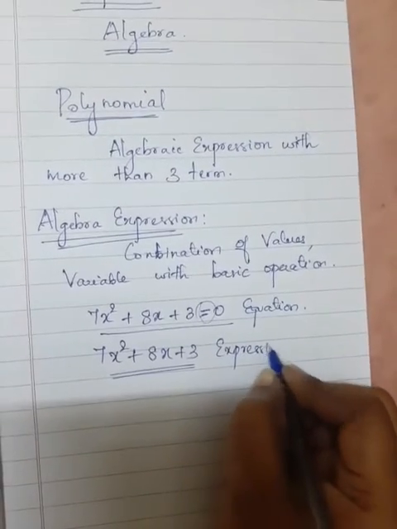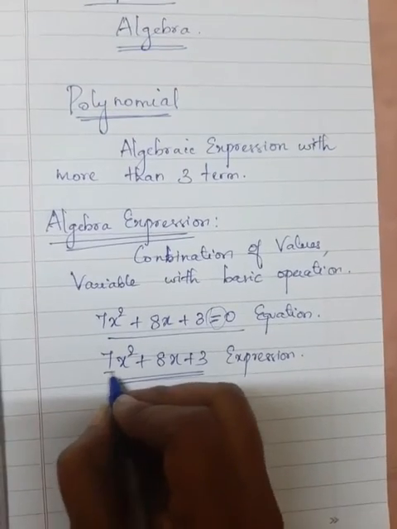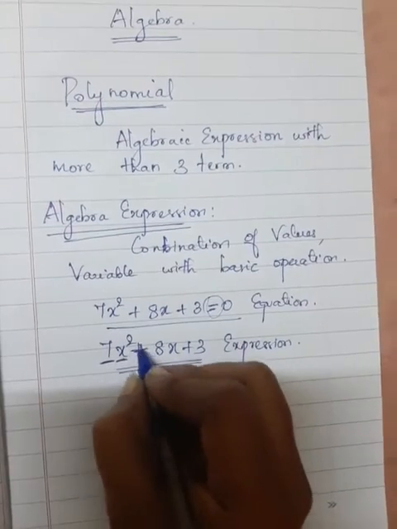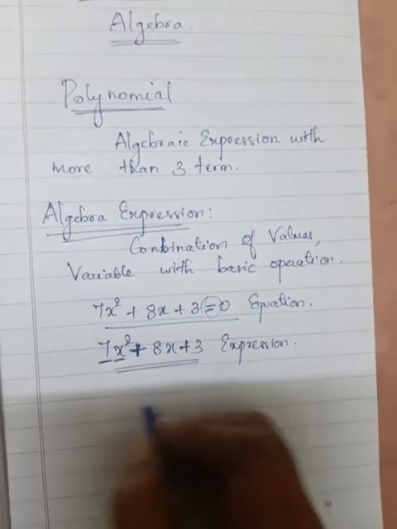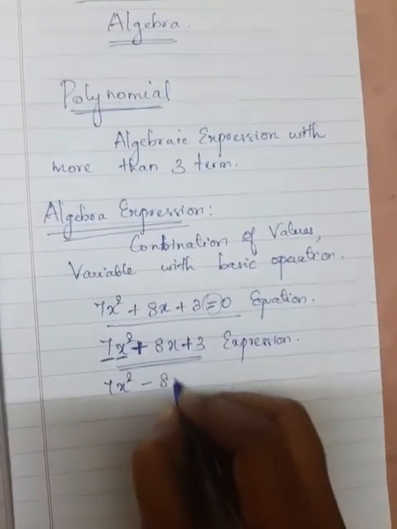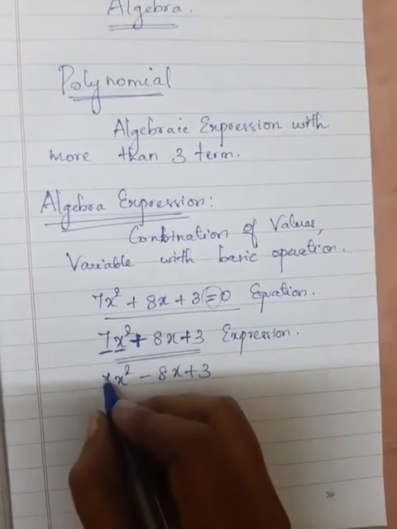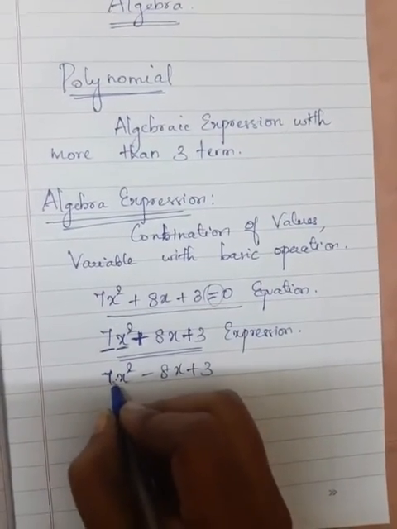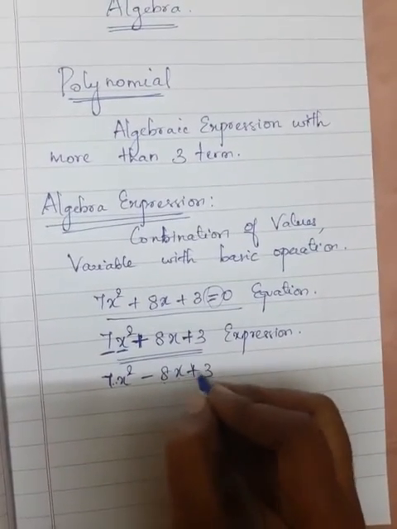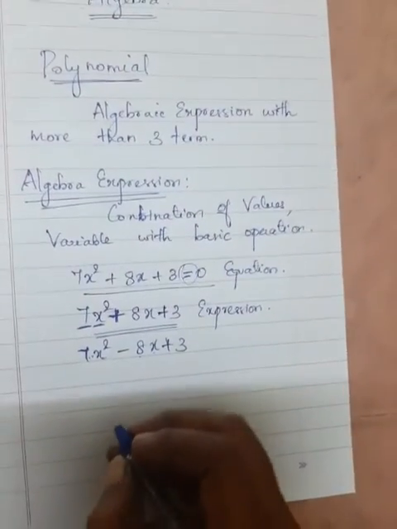Okay, so here, see here, it is the combination of numbers along with the variable with the mathematical operations. Here I have taken only the plus operation. So if you want, you can take minus also, minus 8x, okay, plus 3. Okay, so what all we have? We have 7 into x square. So we have the multiplication operation. We have minus 8 into x. We have plus 3. So all the basic mathematical operations we have in an algebraic expression.